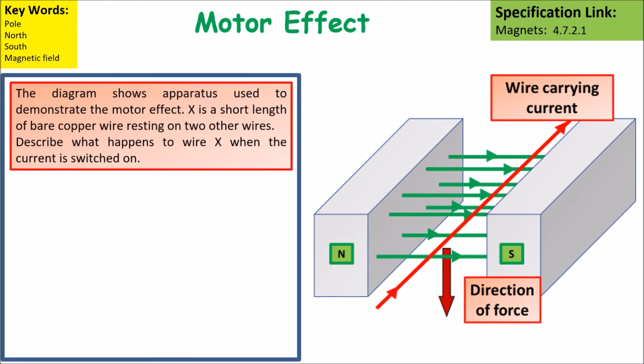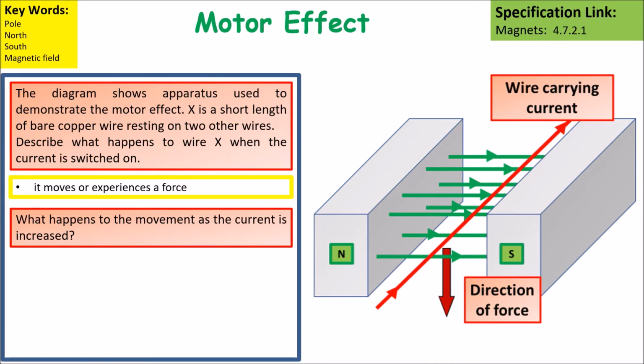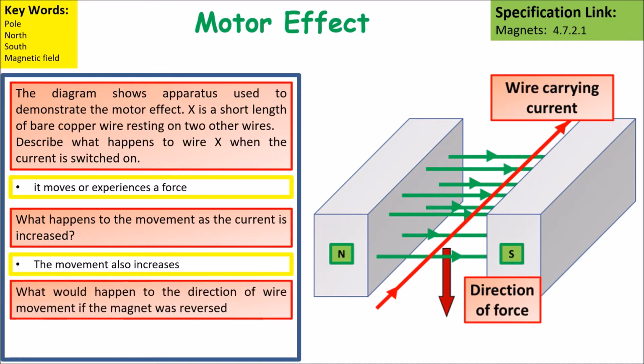So the diagram shows an apparatus used to show this. X is the wire carrying the current. So we're describing what happens to the wire when a current is switched on. It's going to move because it experiences a force. And if we're looking at what happens to the movement as the current is increased, the movement also increases. And finally, what would happen to the direction of movement if the magnetic field was reversed? Then the movement would be in the opposite direction.